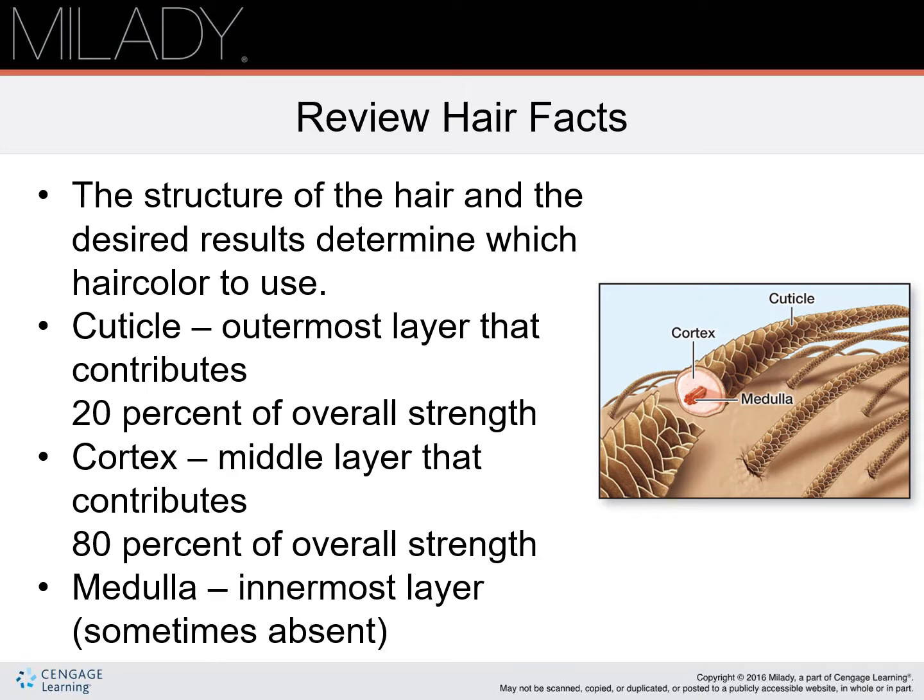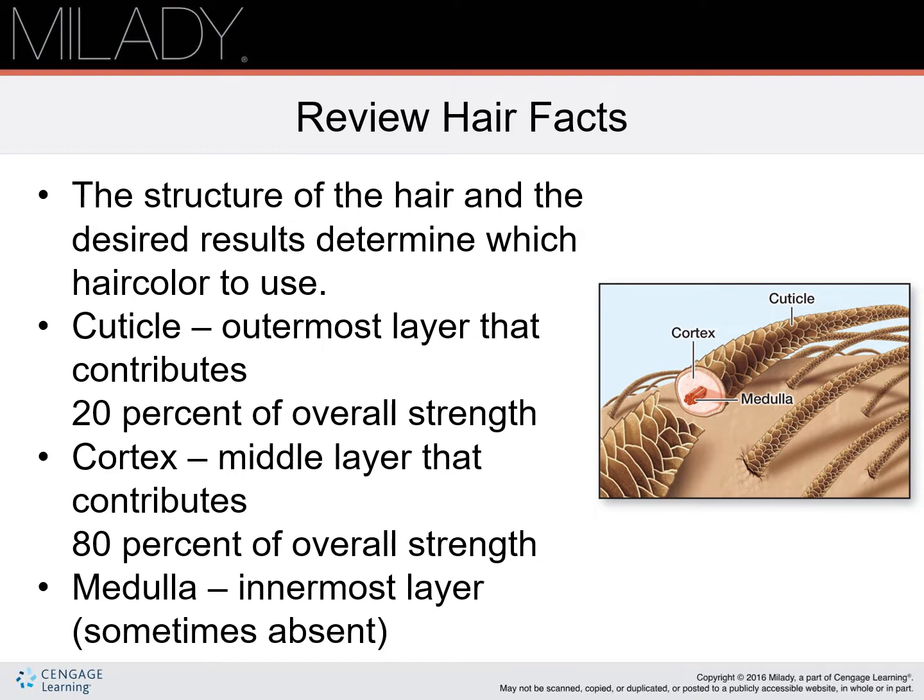Okay, so let's talk about hair structure. Let's talk about the cuticle. This is the outermost layer of hair. As you've learned before in chapter 11, it protects the interior cortex and contributes to 20% of the overall strength of the hair. 20%.